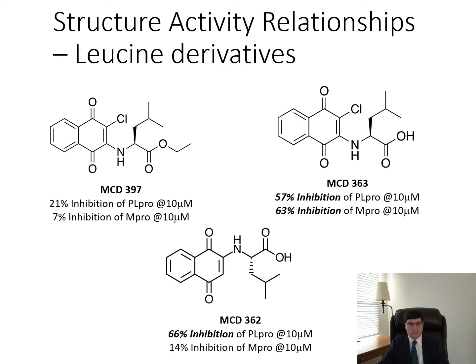The structure-activity relationships of leucine derivatives were some of our more pivotal compounds in this study. The figure on the top left, MCD397, had a 21% inhibition of the peptide-like protease and 7% inhibition of the main protease. MCD363 had 57% inhibition of the peptide-like protease and 63% inhibition of the main protease. And the figure at the bottom, MCD362, had a 66% inhibition of peptide-like protease.